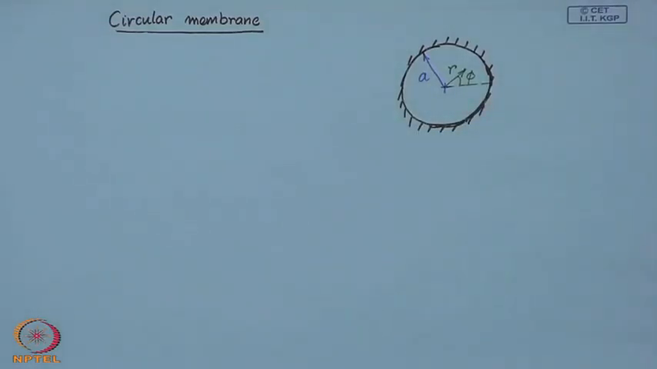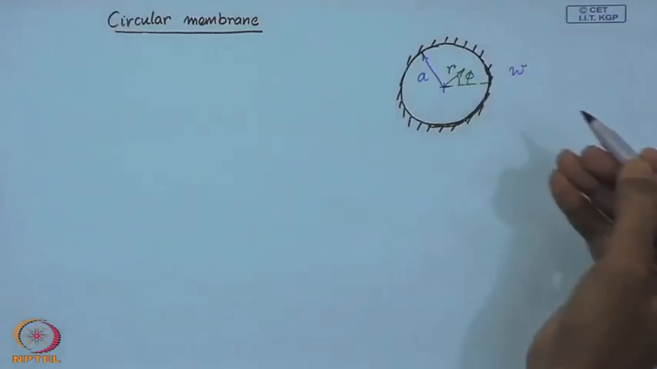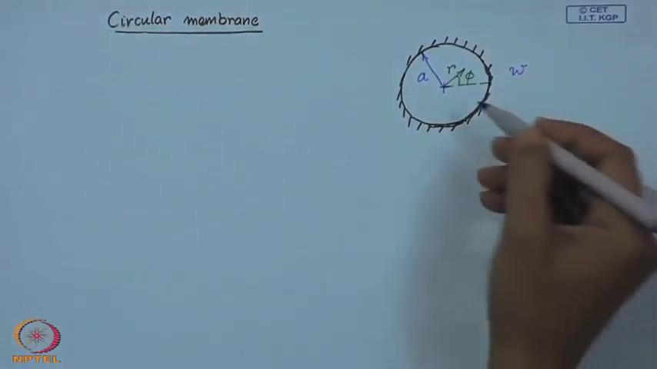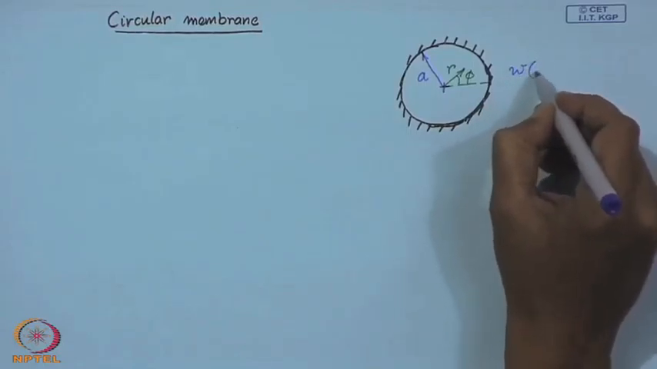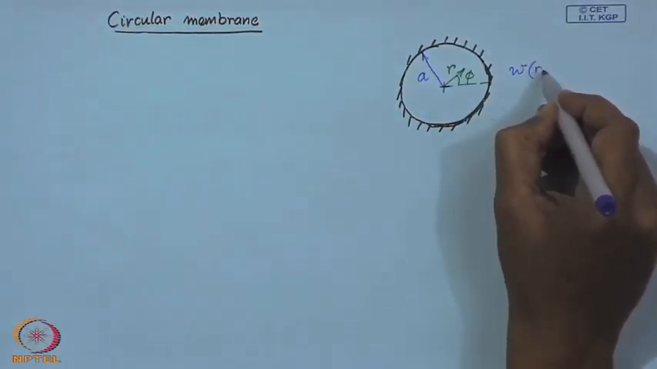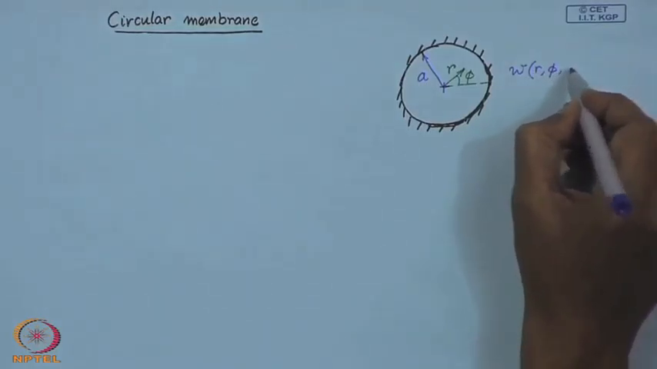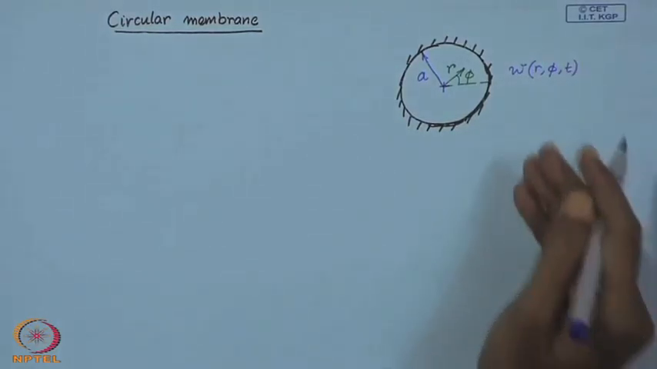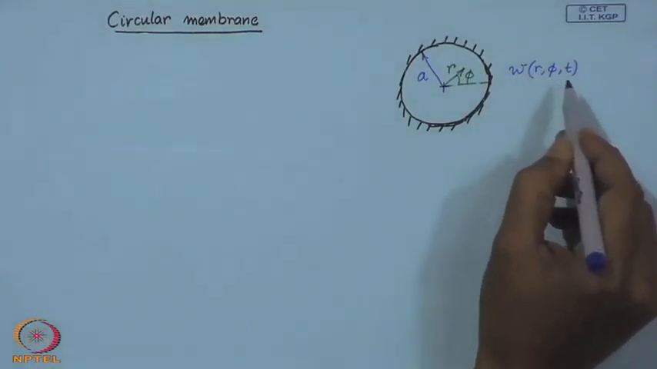So, using this and our field variable, which is the displacement of the membrane from its equilibrium position, measured at a coordinate location r comma phi at time t. So, this is the transverse displacement of a point at r phi at time t.